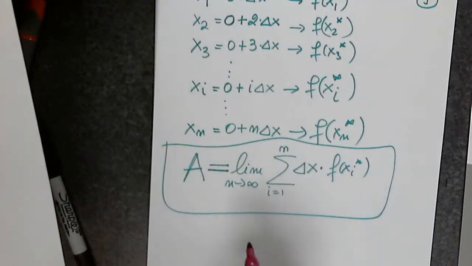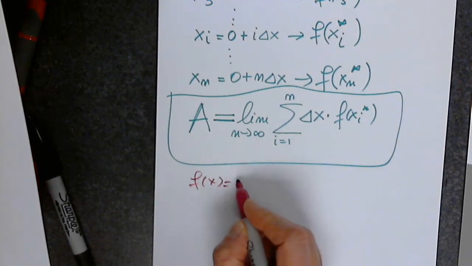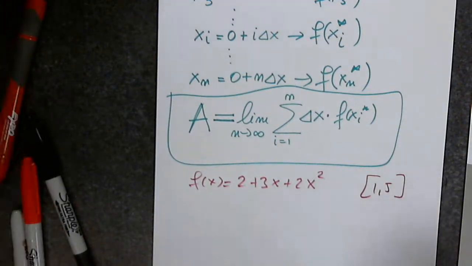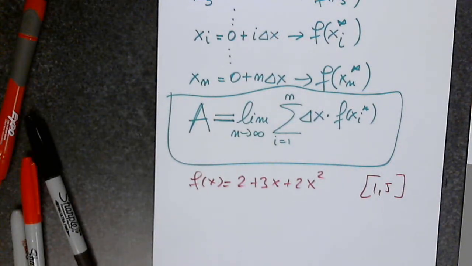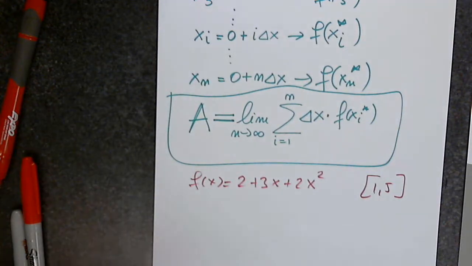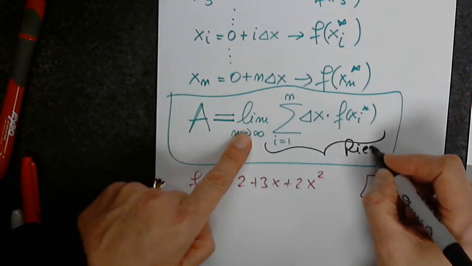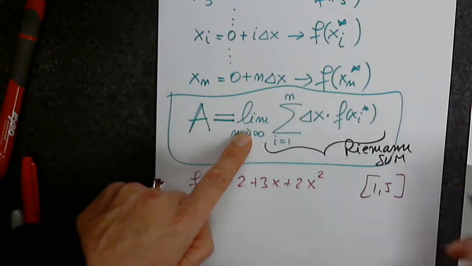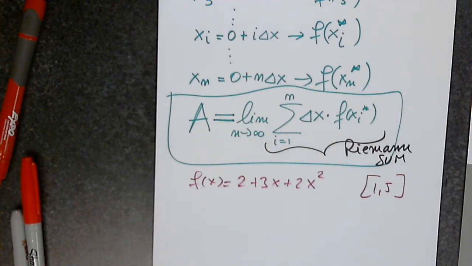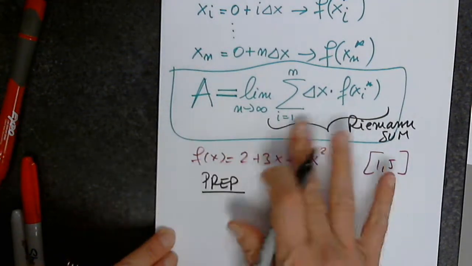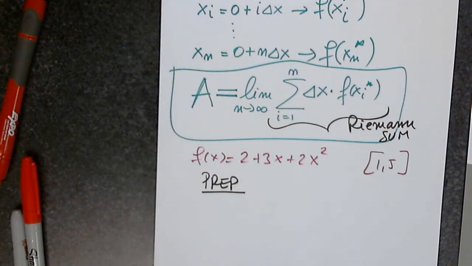Very good. So we have the function 2 plus 3x plus 2x squared, and the interval is 1 comma 5. We're asked to find the limit of the Riemann sum. The problem is asking us to find the Riemann sum, but then we want to find the limit. So the whole thing gives the exact area. I cannot do that before I go through some preps.